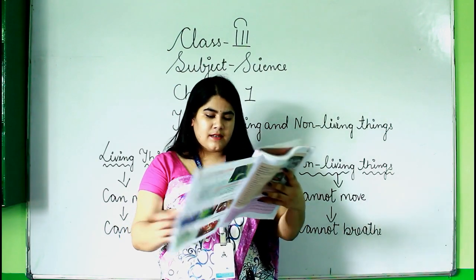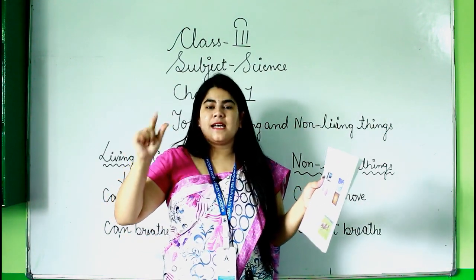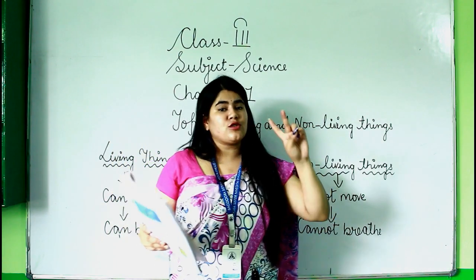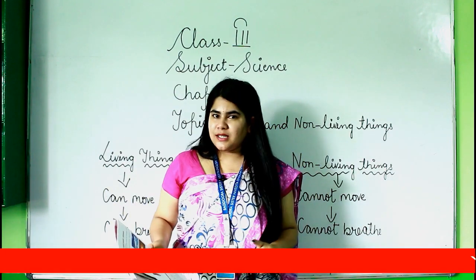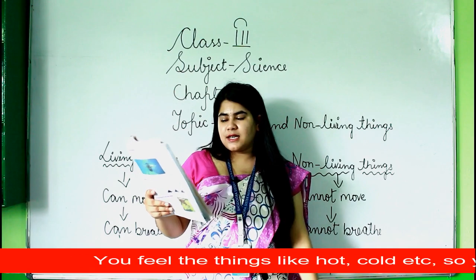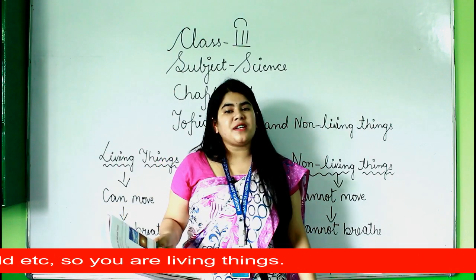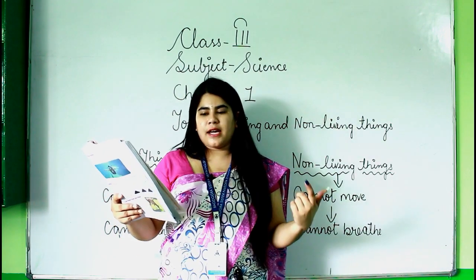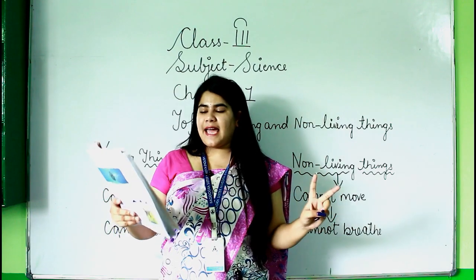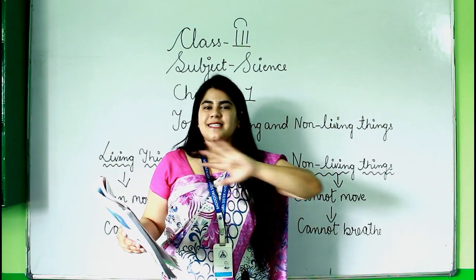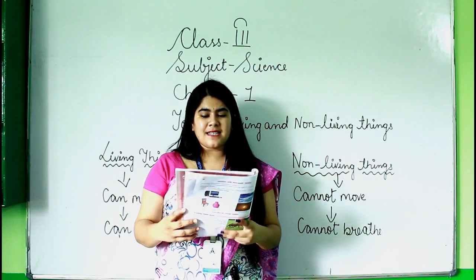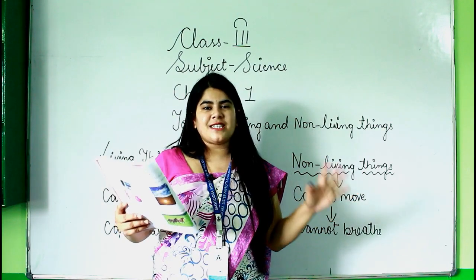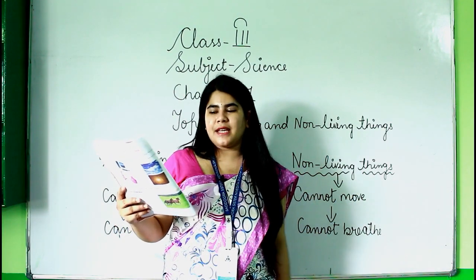So what we have learned: first, living things and non-living things. Secondly, non-living things can be categorized into two parts, natural and man-made. And also we have learned the features of living things. The first point was that living things can move but non-living things cannot move. Second, living things can breathe but non-living things cannot breathe because they do not have life on them.